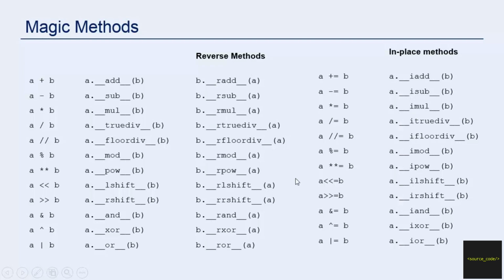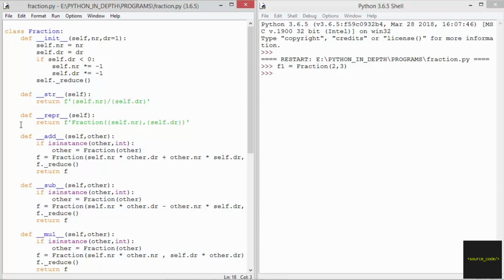First, let us see why these reverse variants are needed. We had made this dunder add method in our fraction class. And here we have put a check on this parameter. If it is an int, we convert it to a fraction and then we do the addition. So this method is capable of adding a fraction object to an integer. So we can write this.